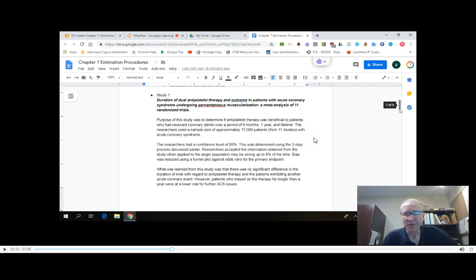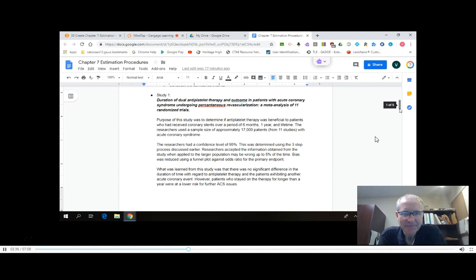So Reese has abandoned his criminal justice brothers and sisters and turned to the medical profession for help here. So that's just the first thing that we noticed. The study was the duration of dual antiplatelet therapy and outcome in patients with acute coronary syndrome undergoing percutaneous revascularization, a meta-analysis of 11 randomized trials.